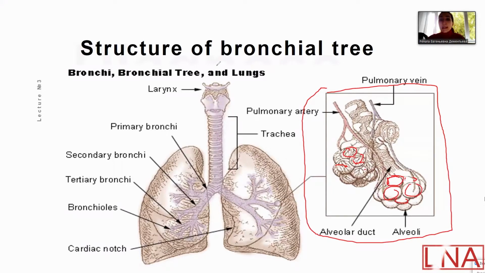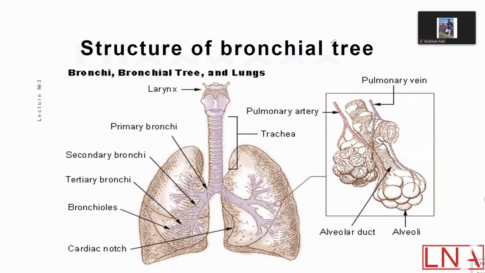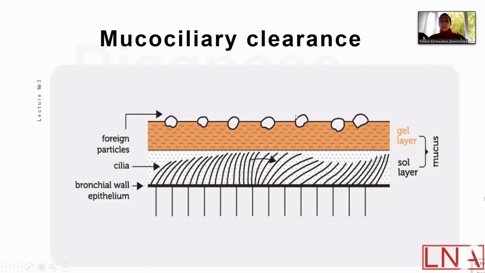Next point of our repeating will be information about mucociliary clearance, the main protective mechanism against infection obstacles or infectious agents. About mucociliary clearance, look, it consists of the bronchial wall with epithelium.